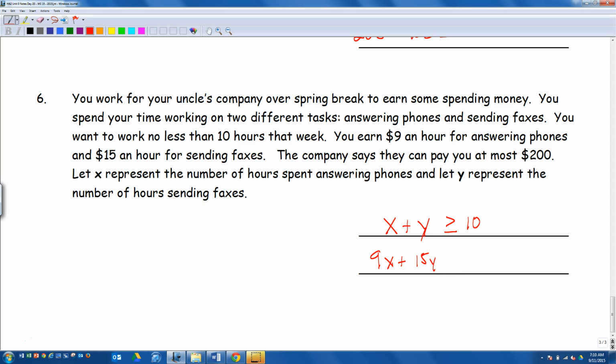The company says that they pay you at most $200. That means that they can't go over 200. So this stuff has to be lower than 200. So there's our inequality. Okay. Sorry, this video went a little long, a lot of words, but this is graphing and writing linear inequalities and getting you ready for linear programming.